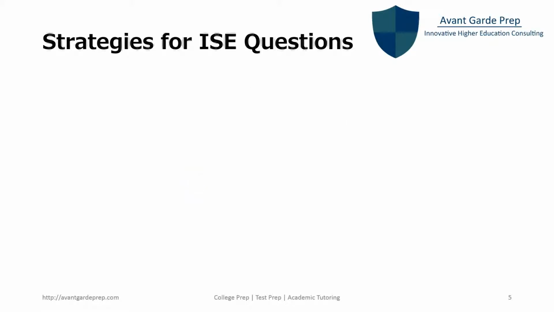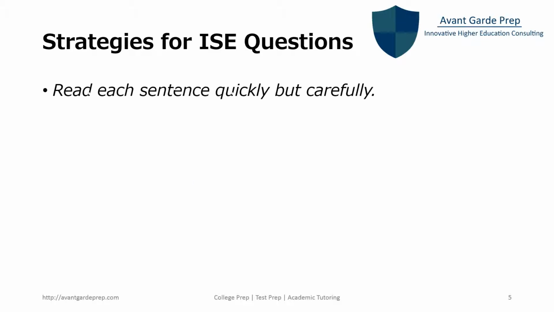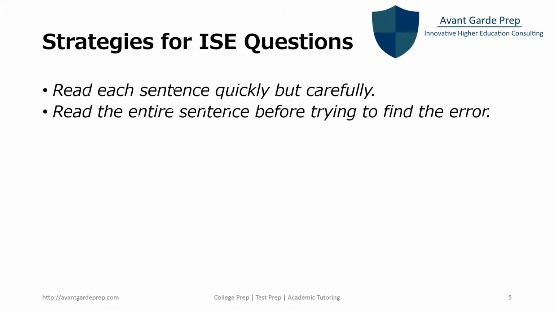Next, we're going to talk about strategies that you should use for answering ISE questions. First, read each sentence quickly but carefully. The error may be obvious as soon as you see it. Read the entire sentence before trying to find the error. It is hard to spot an error if you do not read the complete sentence.